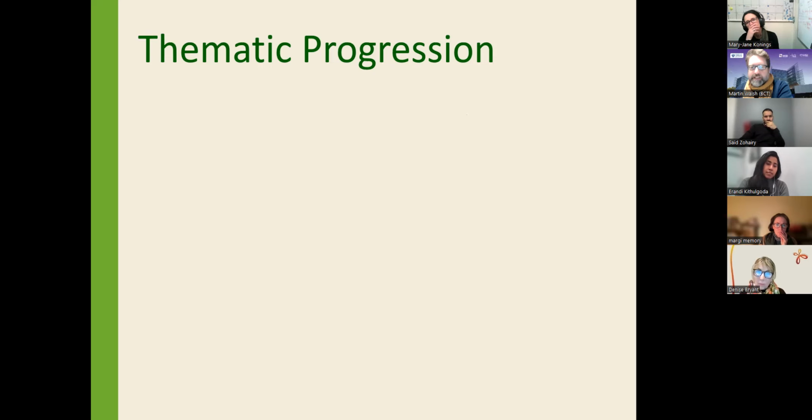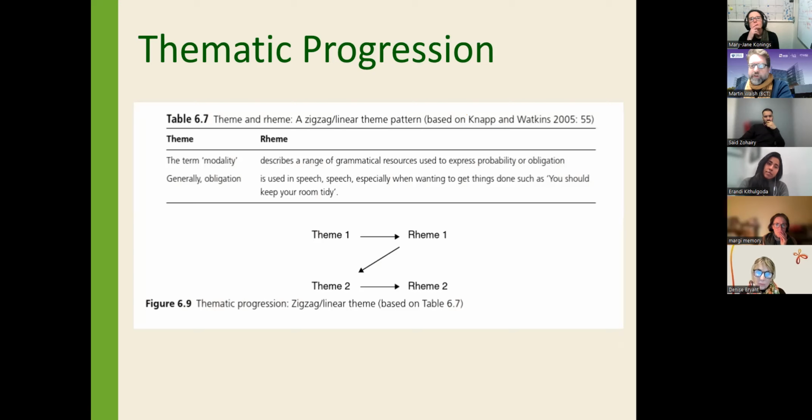Another common pattern is this pattern. I'll give you another minute to read through that. Okay, so here is a slightly different pattern, a little bit more like many of the example sentences about the pyramid, where you have a theme, and then that links to a new idea in the rheme, and then the idea in the rheme becomes the theme of the next sentence. So that idea of maintaining flow this way.